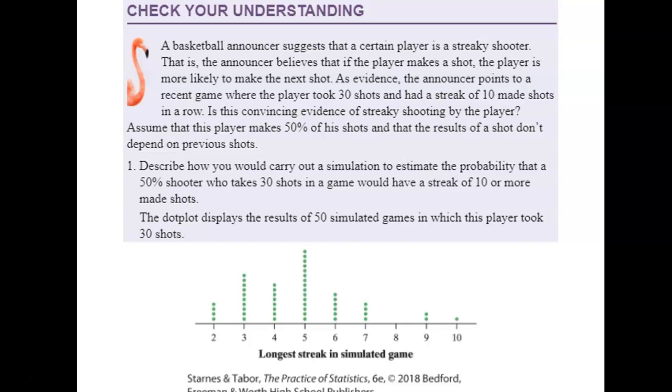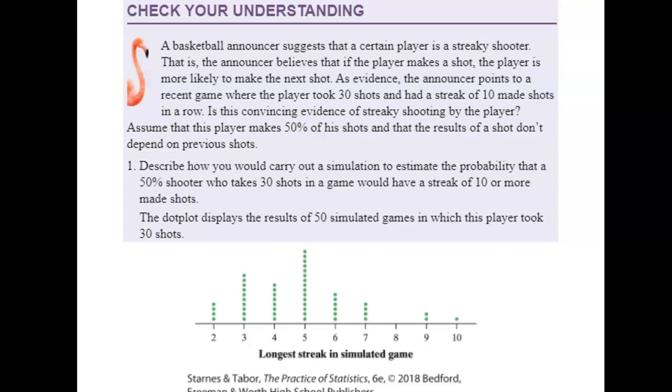We're going to assume that the player makes his shots 50% of the time, and that the results of a shot don't depend on previous results. So first question for you: describe how you would carry out a simulation to estimate the probability that a 50% shooter who takes 30 shots in a game would have a streak of 10 or more.